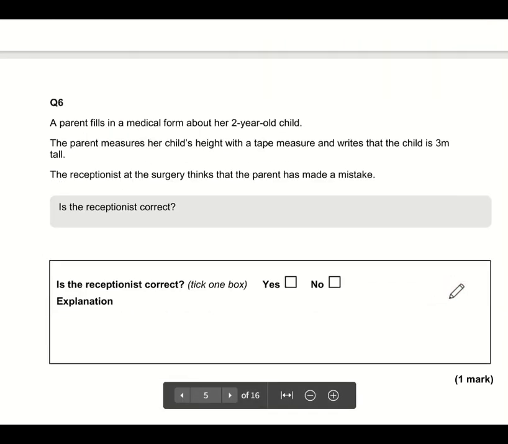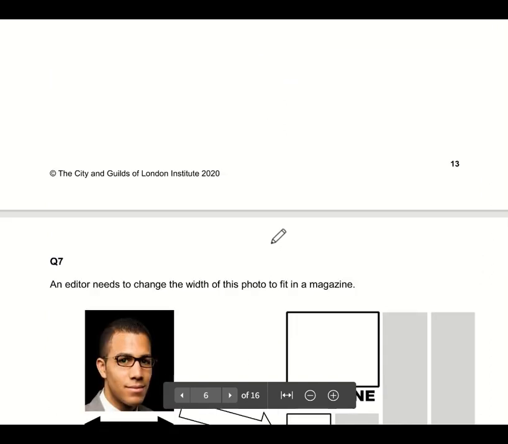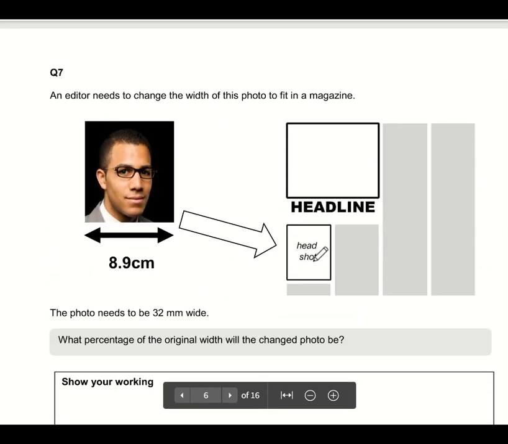Question number 6 is a bit of a strange one. A parent fills in a medical form and writes that the child is 3 meters tall. It's a 2-year-old child. In fact, if it was any person, 3 meters, I'm only 1.78 meters, so it's almost double my height. That's absolutely ridiculous. So is the receptionist correct? The receptionist thinks the parent has made a mistake, so yes, the receptionist is correct. The parent is wrong.